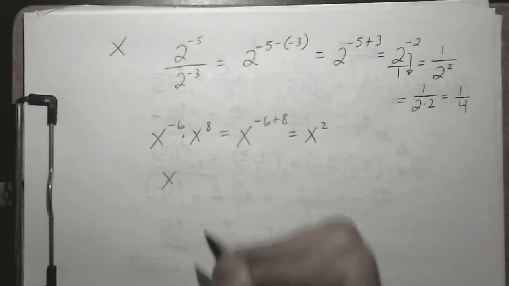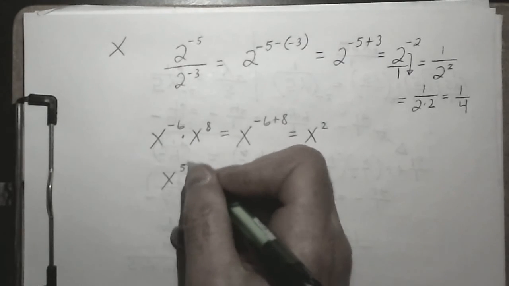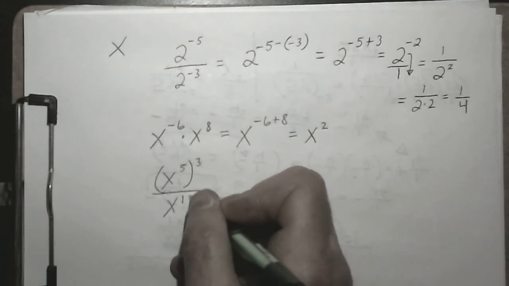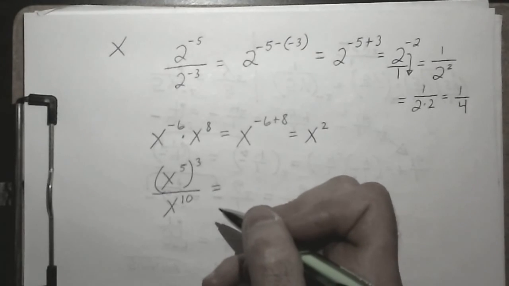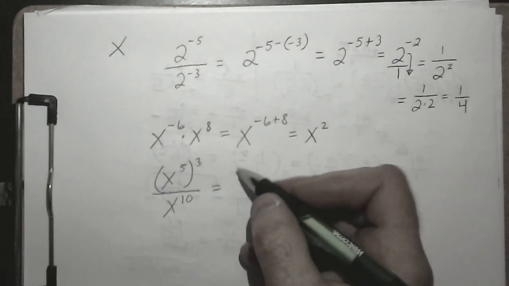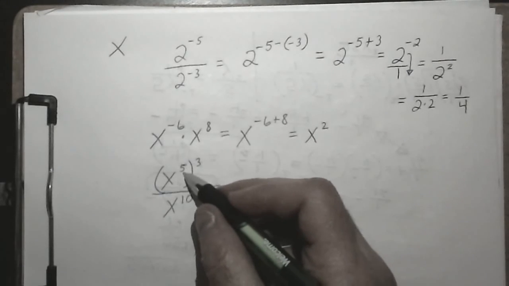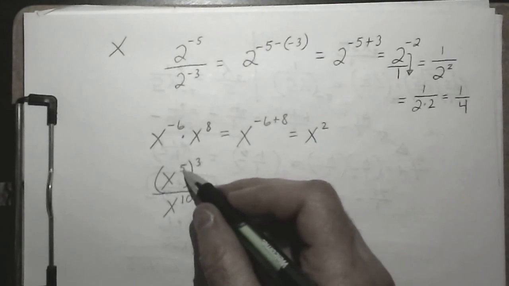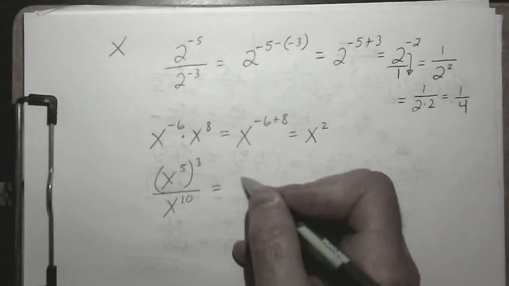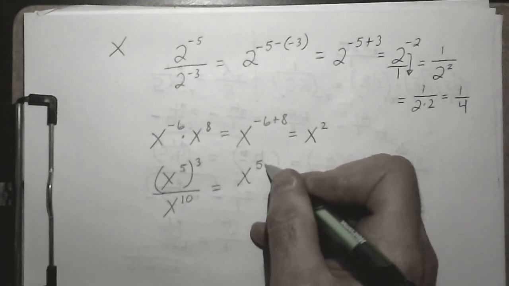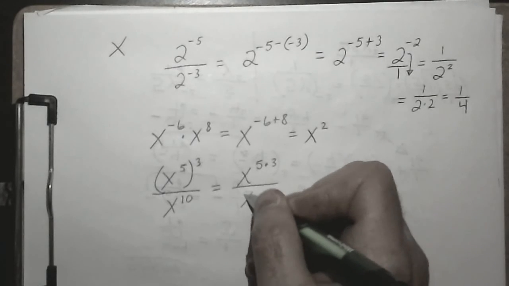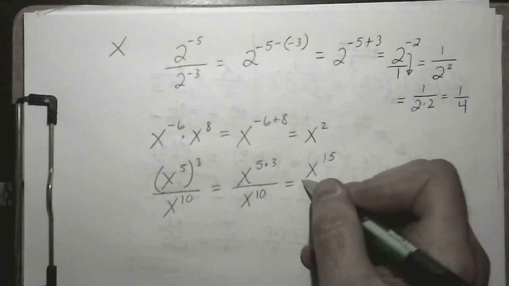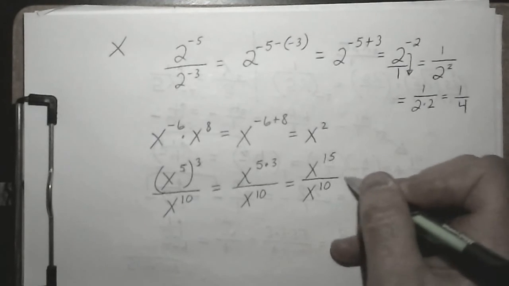All right, how about if we have x to the 5th power cubed divided by x to the 10th power? In the numerator, notice we have a power being raised to a power. When we raise a power to a power, we multiply the exponents. So x to the 5th power raised to the 3rd power is going to be x to the 5 times 3 power. And this sits over x to the 10th power. So in the numerator, we're going to have x to the 15th power, and that's going to be divided by x to the 10th power.